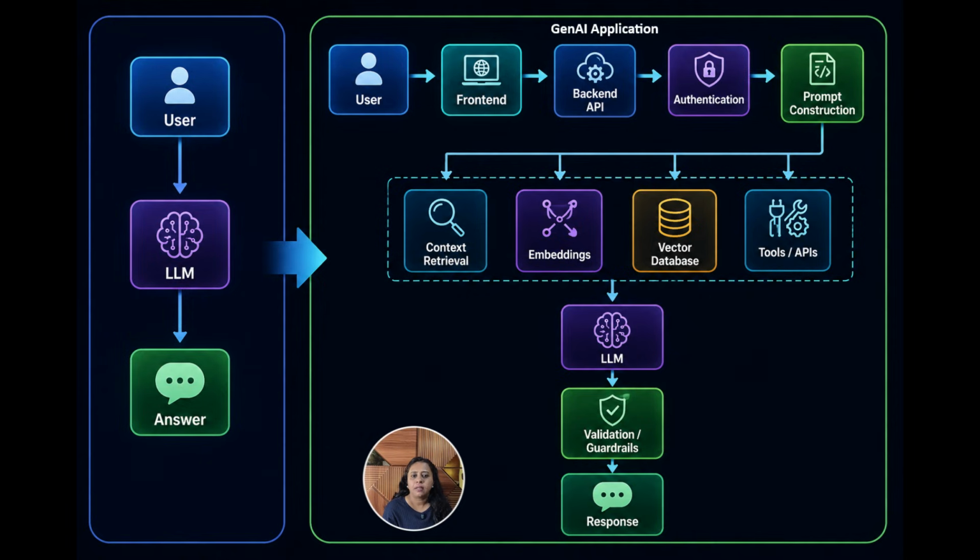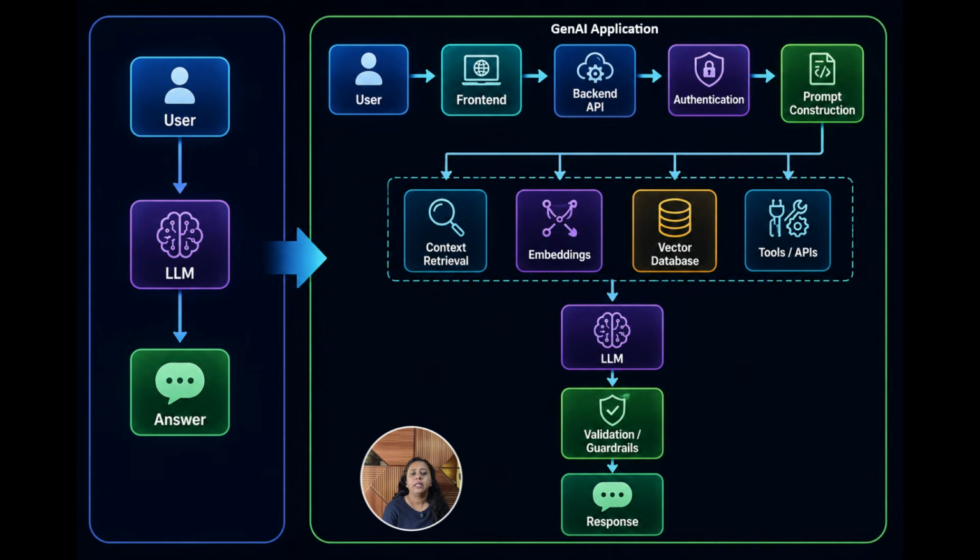When we first start learning GenAI, it may look very simple. The user gives a prompt, we send the prompt to an LLM, and the LLM gives a response. But a production GenAI application is much more than this. Let's see how a GenAI application looks.